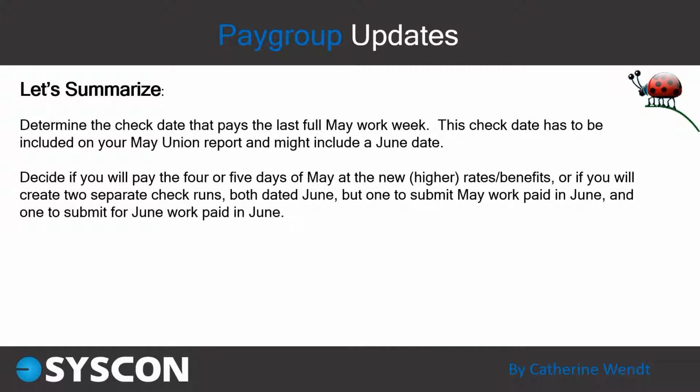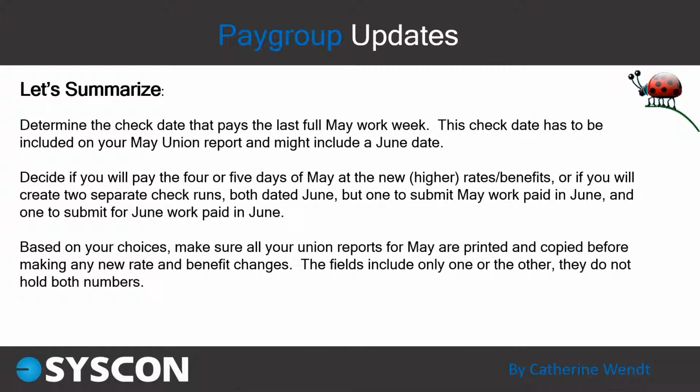Then you're going to decide if you're going to pay the 4 or 5 days in May at the new higher rates and benefits, or if you're going to create two separate check runs, both dated June, but one would be all the work through the last day, May 31st, paid in June, and the next one would be for the first couple days in June, paid in June. Then, depending on your choice, you're going to make sure all the union reports for May are printed, copied, all set before you make any of the new rate and benefit changes. Those fields can only hold one number or the other. So you wrap up May, you make sure you've got the reports and everything is set to go before you proceed.